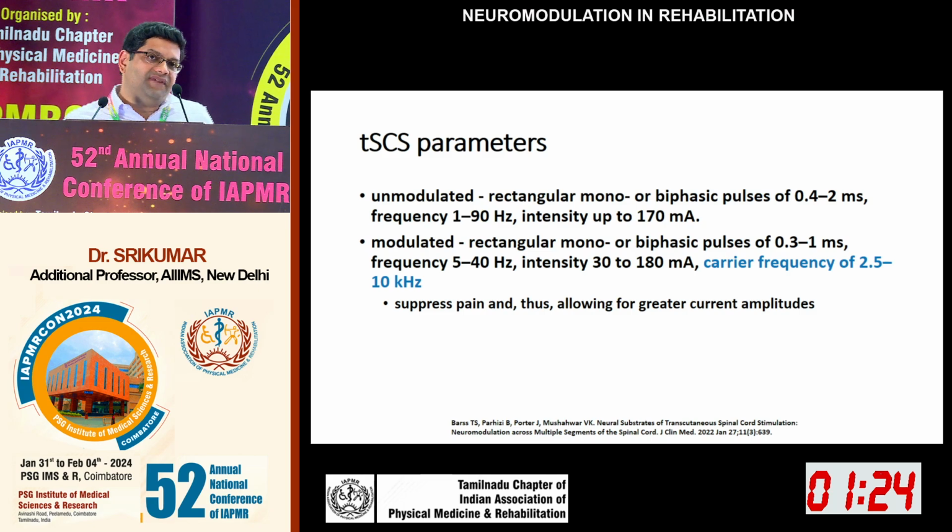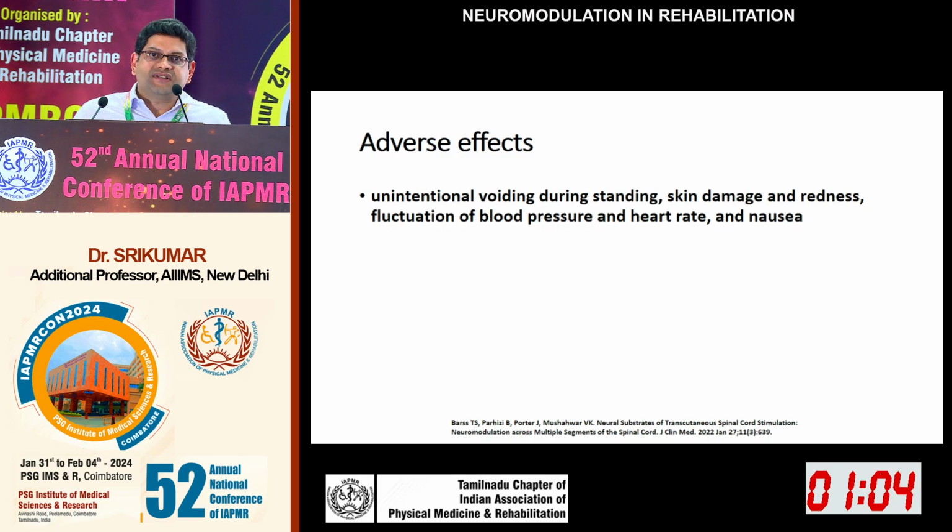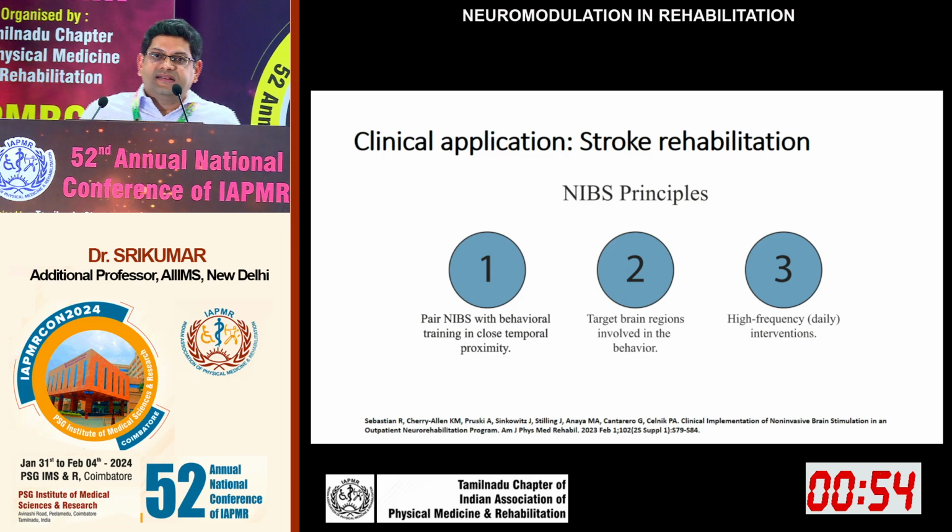So the parameters will vary for transcranial magnetic stimulation. Basically, there are two different types of frequencies, that is unmodulated and modulated. The modulated has a carrier frequency so that it brings about the same effect of stimulation, that outcome, but at a lesser amplitude, and thereby the patient will not be able to perceive the pain, or rather will be able to tolerate the pain. The adverse effect is that when you stimulate it along with locomotion or any stimulation of the muscles, it can also cause voiding, and if the patient is susceptible for ADs, then he may also have some symptoms of ADs.